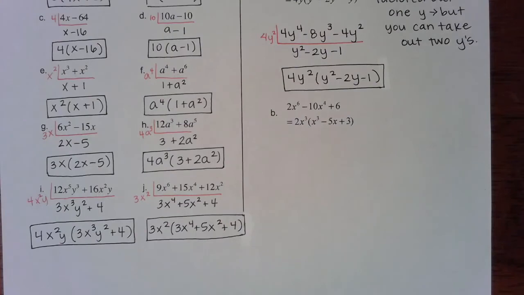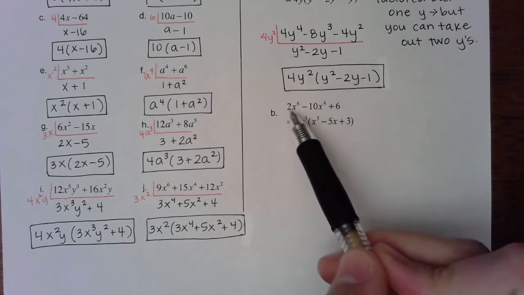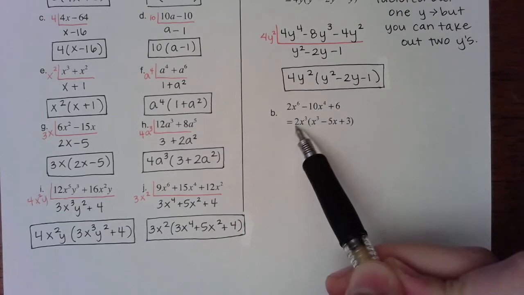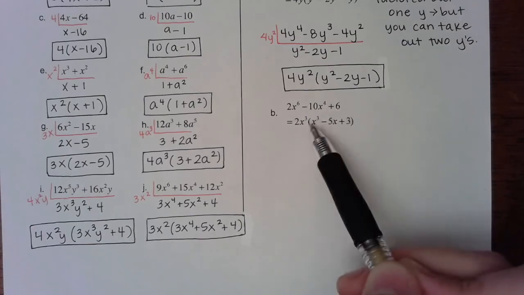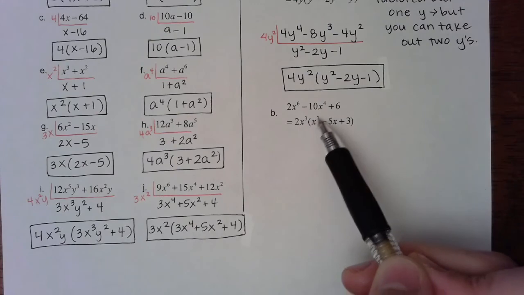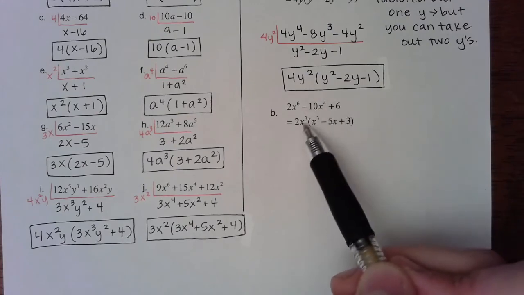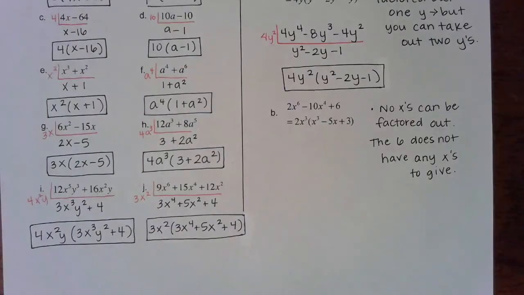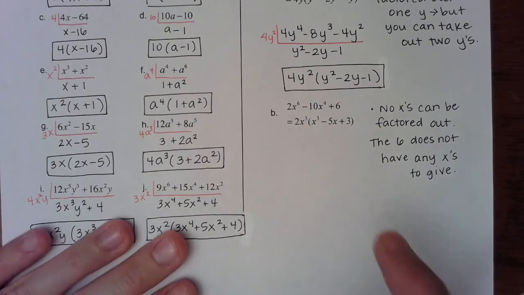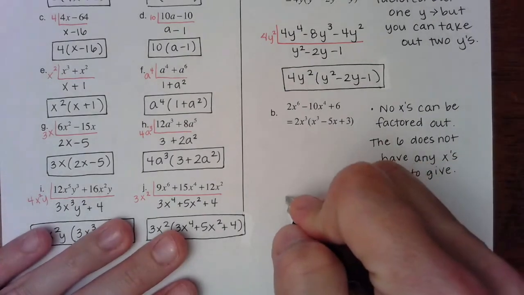And so on B, if we take a look at the numbers in the problem and see what they took out, 2, 10, and 6 all do divide by 2, so it was correct that a 2 got taken out. This one had 6 x's, this one had 4 x's, but this one had no x's, and they took out 3 x's. So the mistake in this one is that you can't take out any x's because the final term right here, the 6, doesn't have any x's to give you. And so for this one, no x's can be factored out. The 6 does not have any x's to give, and so we'll do the correct work for it right here.